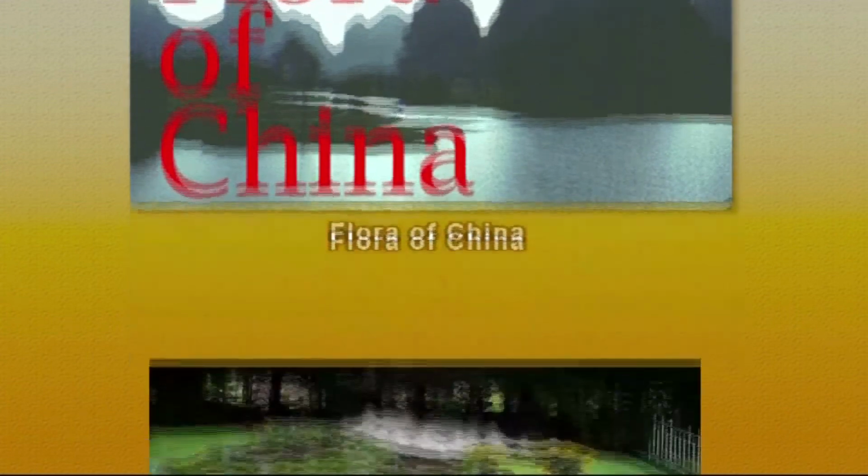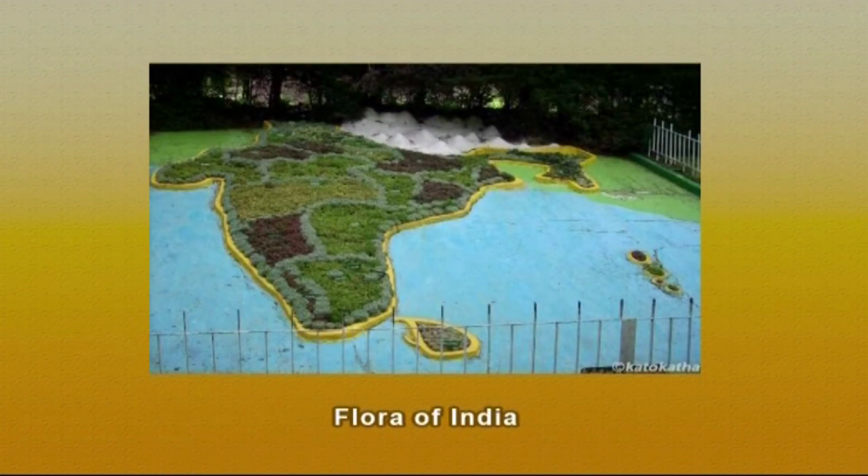Often we have seen the geographical coverage of a flora is for a country. For example, flora of China, flora of India, flora of Pakistan. Then we have the third category of floras, what we call continental flora. It covers the entire continent. The classical examples are Flora Europaea, Flora Australiensis, or even the flora of North America.